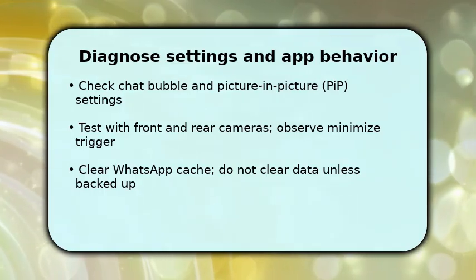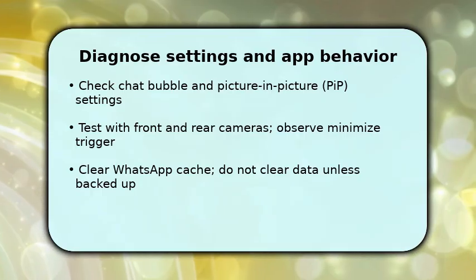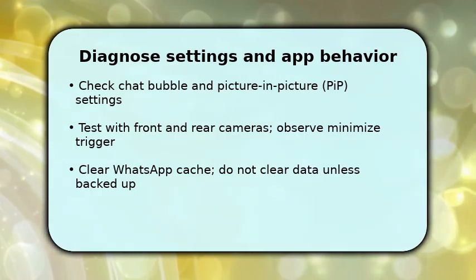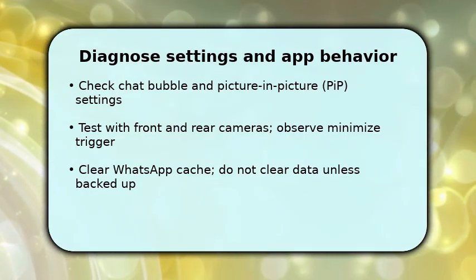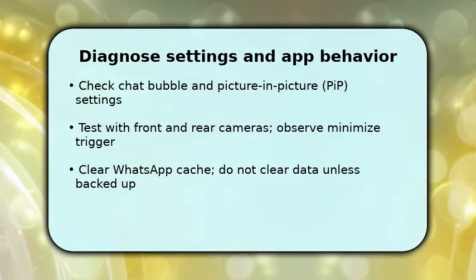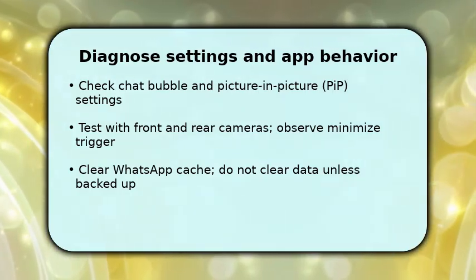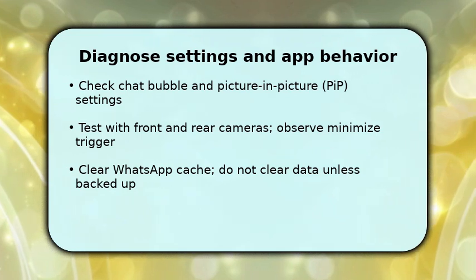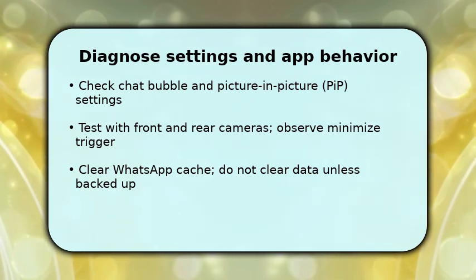If it fails persistently, clear WhatsApp cache to remove corrupted temporary files. This preserves messages. Also test a video call while connected to Wi-Fi and mobile data to rule out network-triggered UI behavior. These steps isolate whether the issue is settings, cache, or not.